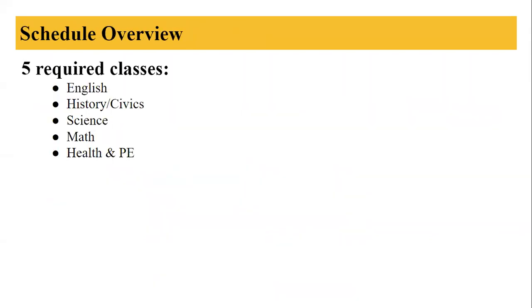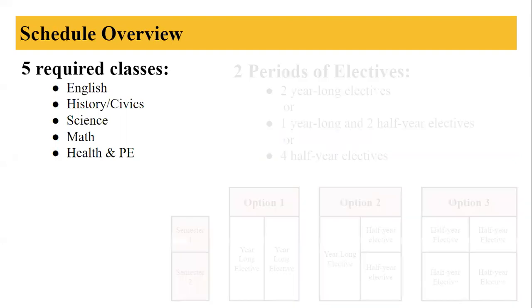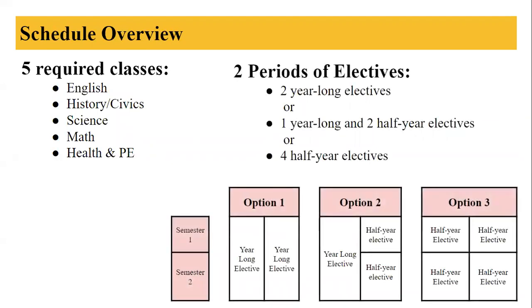So let's talk about your schedule. You should be pretty used to this by now. You have 5 required classes. We refer to them as core classes. Those are English, history or civics, science, math, and health and PE. You also have 2 periods where you can take electives, and there are 3 different options here.